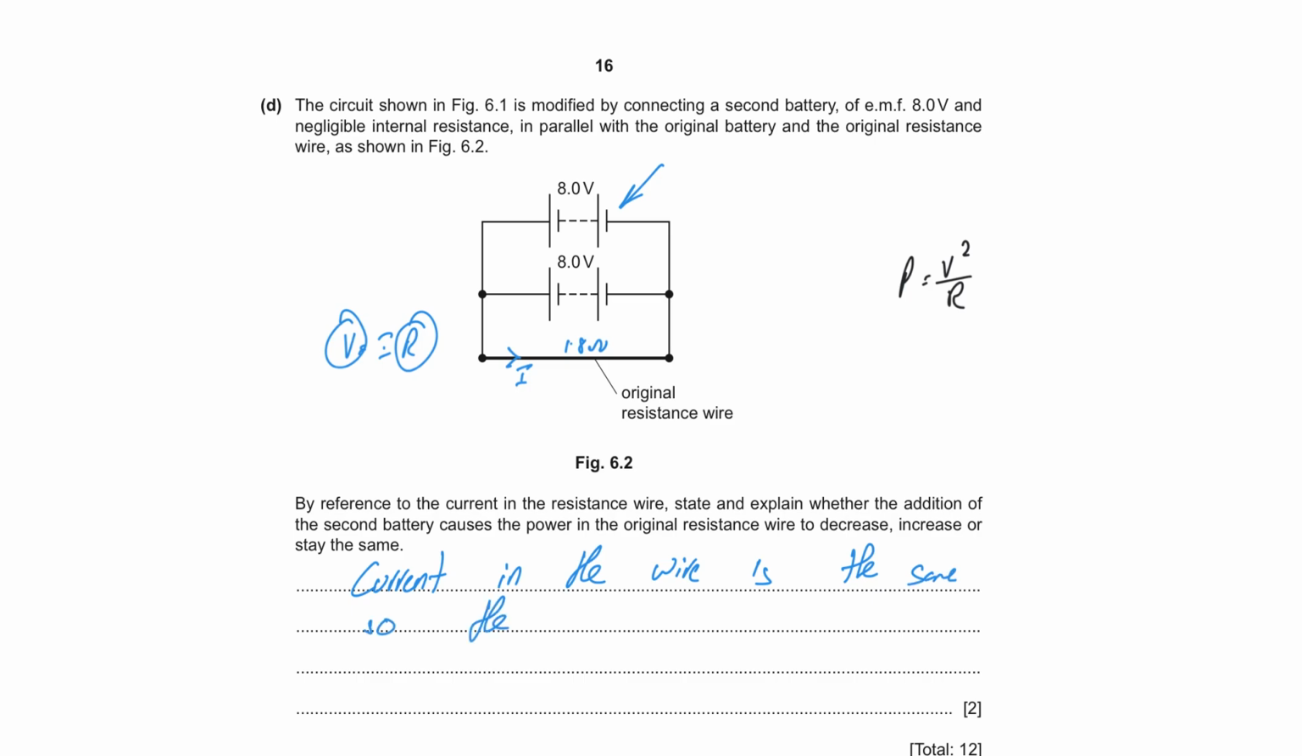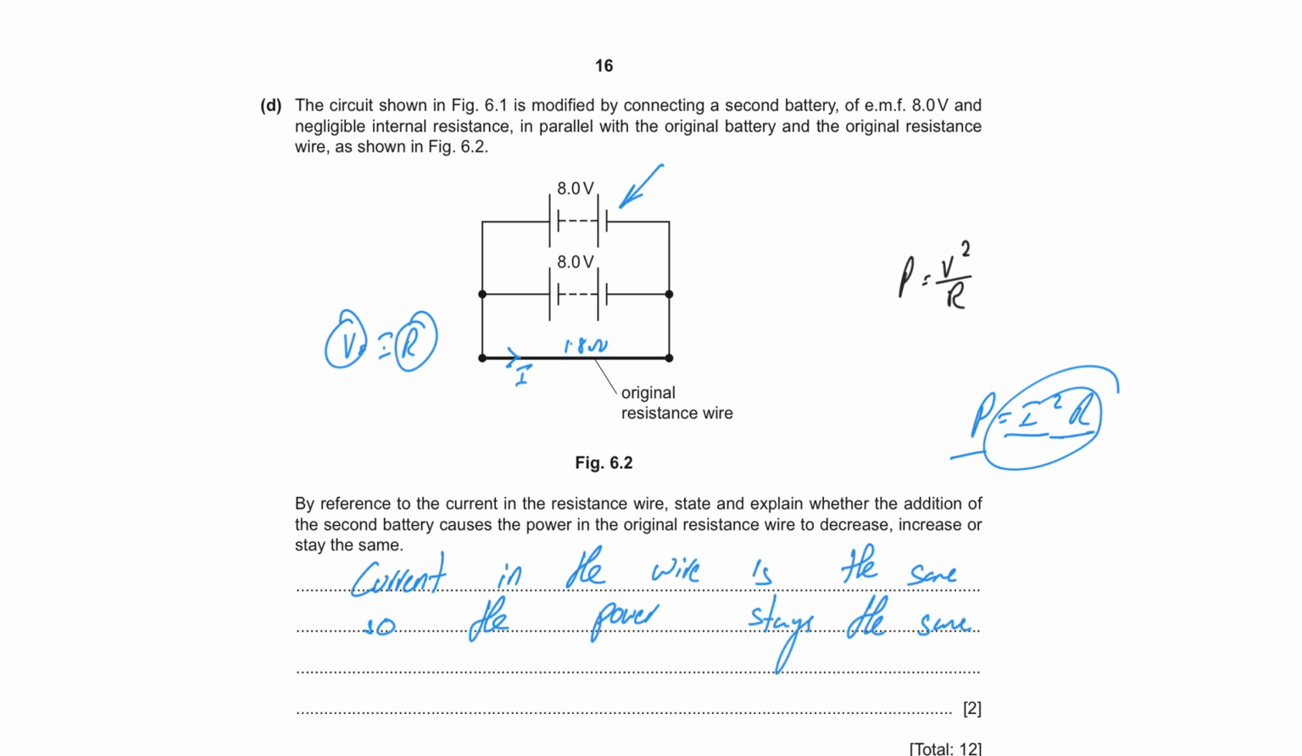So the power stays the same, because power is equal to I squared R also. Current is the same, resistance is the same, obviously power would be the same. Now one question that you may have in your mind is, what difference did the second battery make? There should be some difference, because we've added another battery.